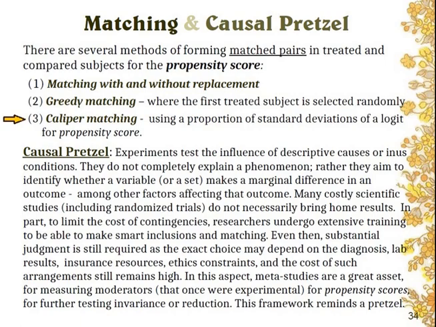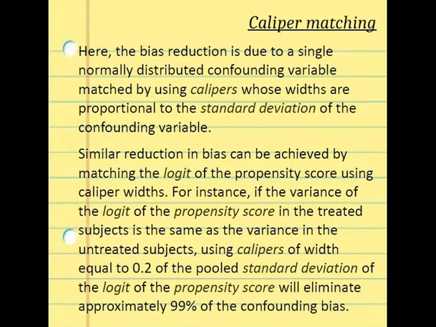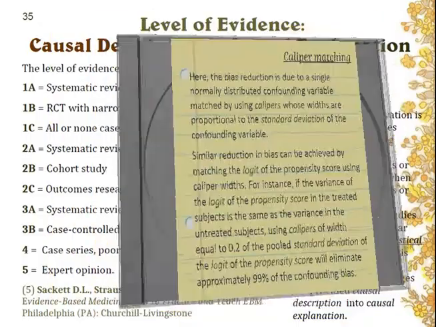In caliper matching, the reduction of bias is due to a single normally distributed confounding variable matched by using calipers whose widths are proportional to the standard deviation of the confounding variable. Similar reduction in bias can be achieved by matching the logit of the propensity score using caliper widths. For instance, if the variance of the logit of the propensity score in the treated subjects is the same as the variance in the untreated subjects, using calipers of widths equal to 0.2 of the pooled standard deviation of the logit of the propensity score will eliminate approximately 99% of the confounding bias.